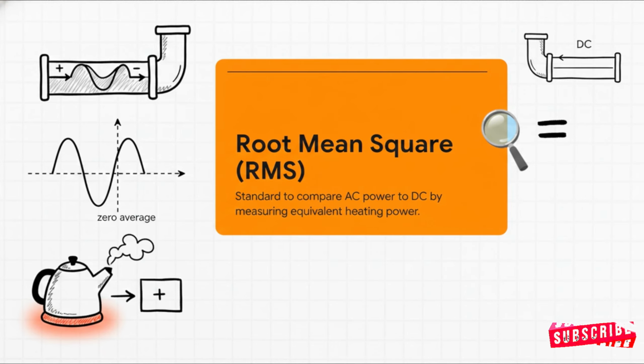But wait, if the average is zero, how on earth does it boil water in your kettle? Well, the energy dissipated as heat is always positive, so engineers use a really clever standard called root mean square, or RMS. It's essentially a workaround to find the equivalent constant DC heating power of that sloshing AC wave.